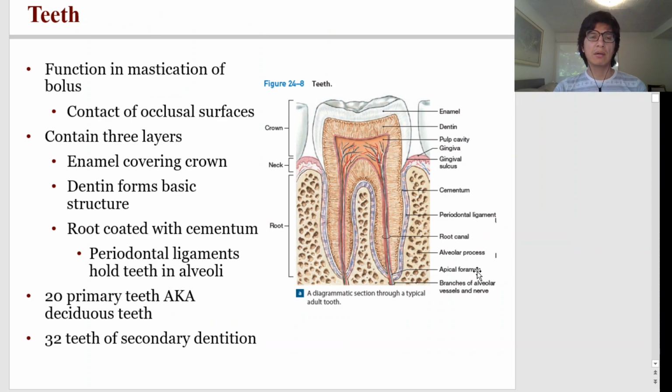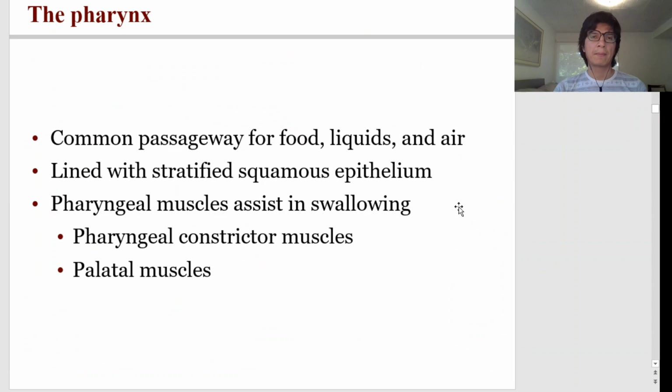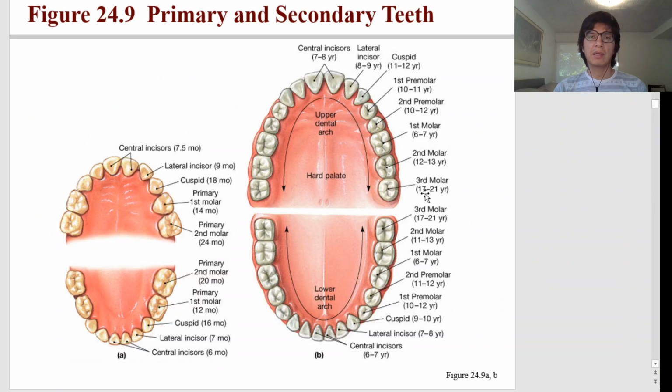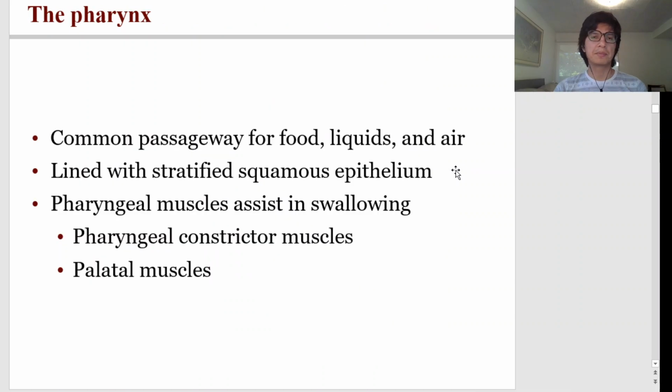Your teeth, which we will focus on mostly in the lab, aid in mastication and have three layers: enamel, dentin, and root. Here is a view of your primary and your secondary teeth. These are your baby teeth, and here you have them when you grow into the secondary teeth.